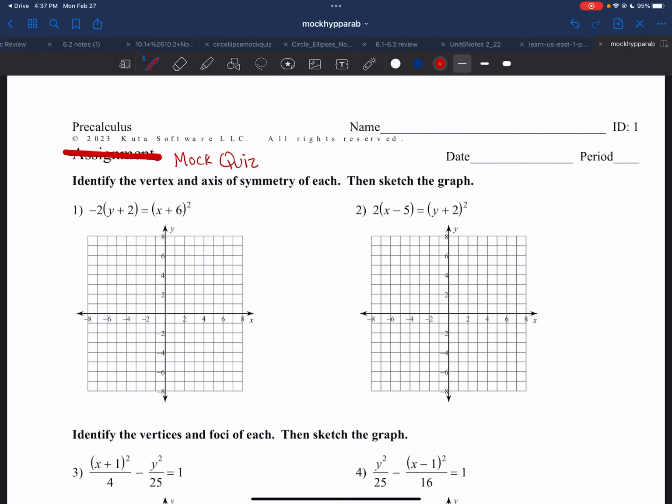All right, this is the study guide for the parabola and hyperbola quiz. And so it does say assignment on it. You may want to just cross that out and put mock quiz on it so that you know that you don't have to turn this in, right? So this is for study purposes.